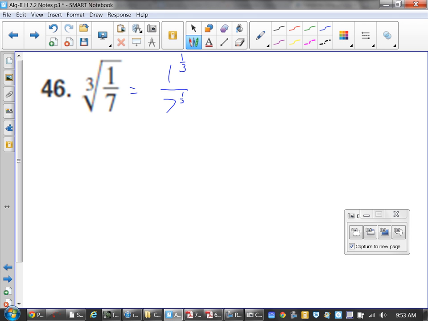All right. Now, I need to create that 7 to have an exponent of 1, which means I have to add to the 3rd how much? 2/3. So we have to multiply top and bottom by 7 to the 2/3. That's how you rationalize rational exponents.